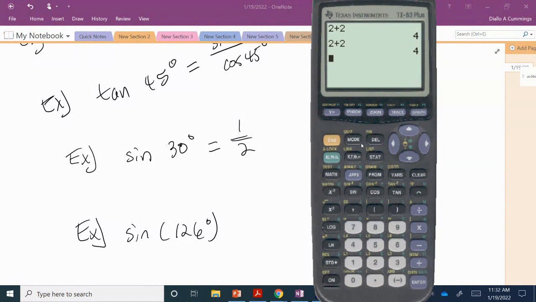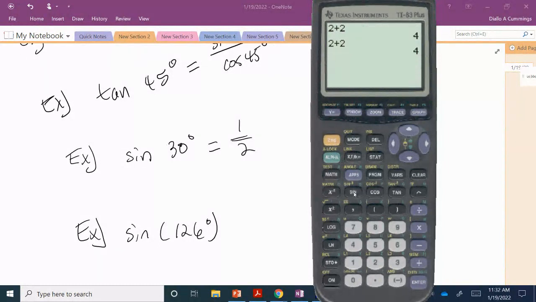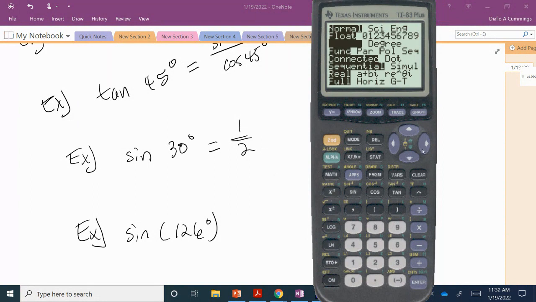And here's what I mean when I say that it matters. So I'm going to go back into mode and keep in mind that we're in radian mode. So let's say I wanted to find the sine of 30 degrees. Notice that it gives me negative 0.988. Now I'm going to go back into mode and I'm going to change my calculator to degree mode.